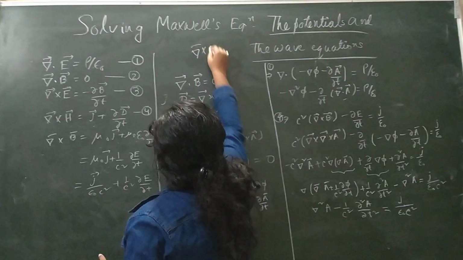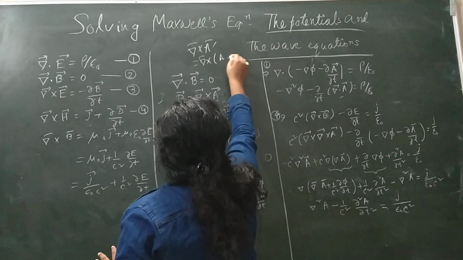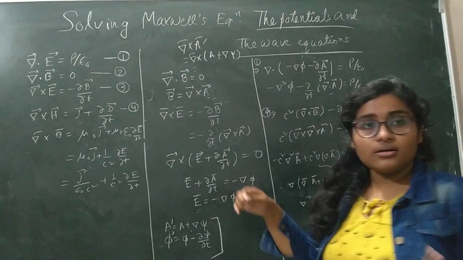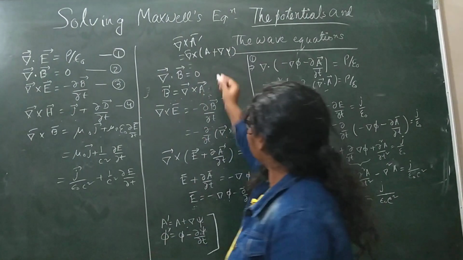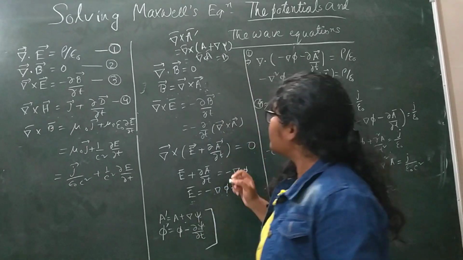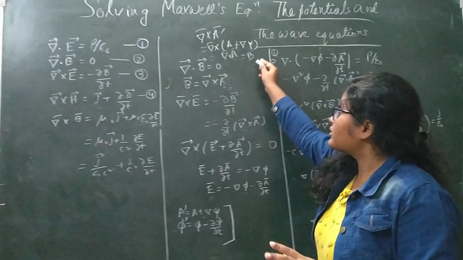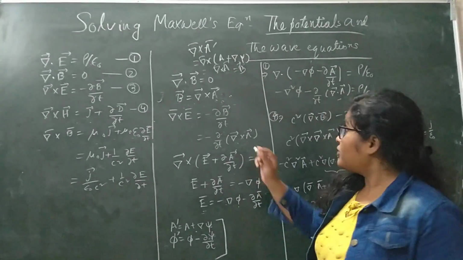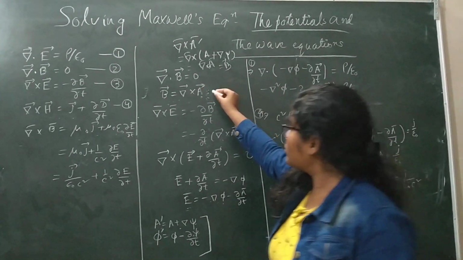Curl of A prime will be curl of A plus curl of grad psi. Curl of gradient of psi will also be 0. So it will also give curl of A, that is, B. So curl of A is giving you B, and curl of A prime is also giving you B. So the choice of A is not unique.